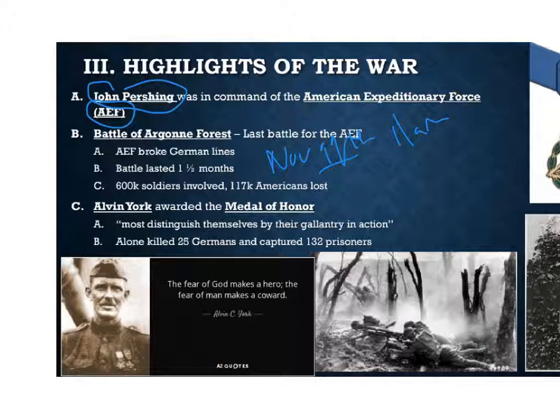And it's often said that the Battle of the Argonne Forest led to this because the Germans were weakened without their supply line anymore. This is why we actually have Veterans Day on November 11th. It's because of this date.